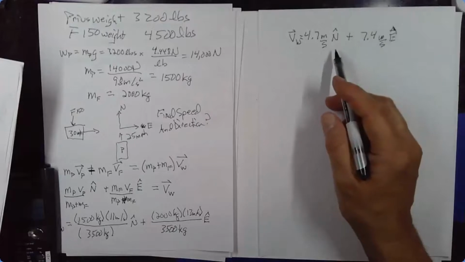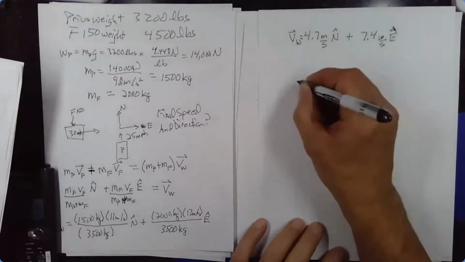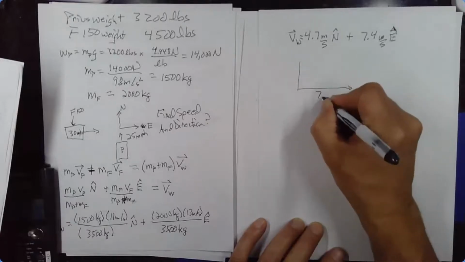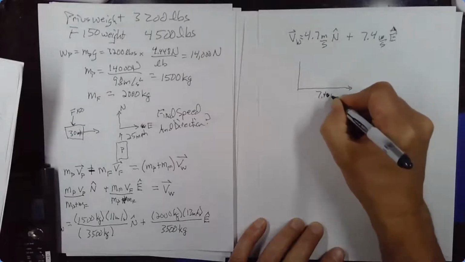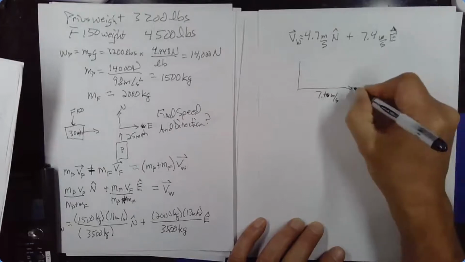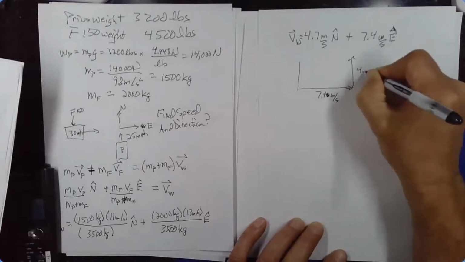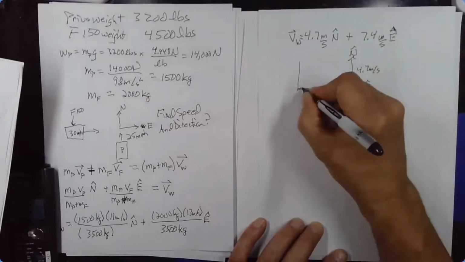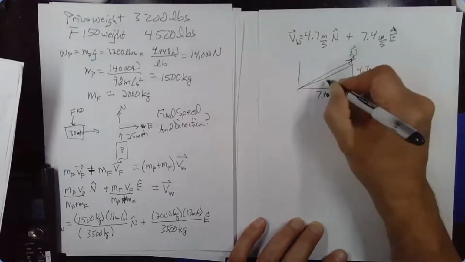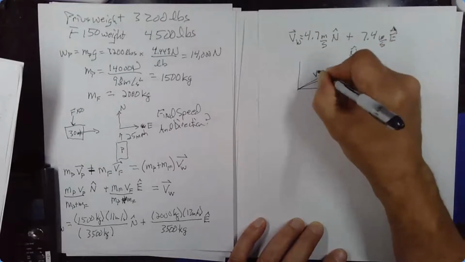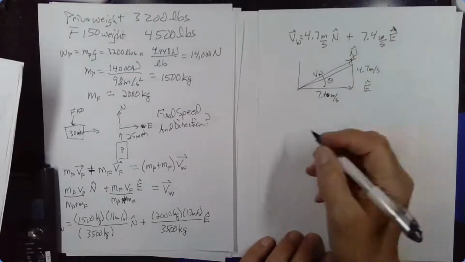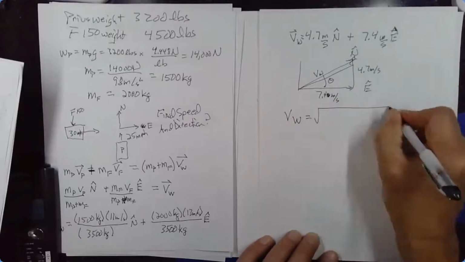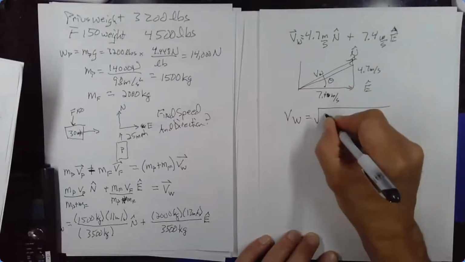Okay, and then I can make a sketch of what those look like. We will have 7.4 meters per second to the east, and to that we will add 4.7 meters per second to the north, E hat and N hat, and whoops, missed. Oh well, theta. We'll have a VW, that'll be the magnitude of the velocity of the wreckage. So VW will equal the square root of 7.4 squared plus 4.7 squared.